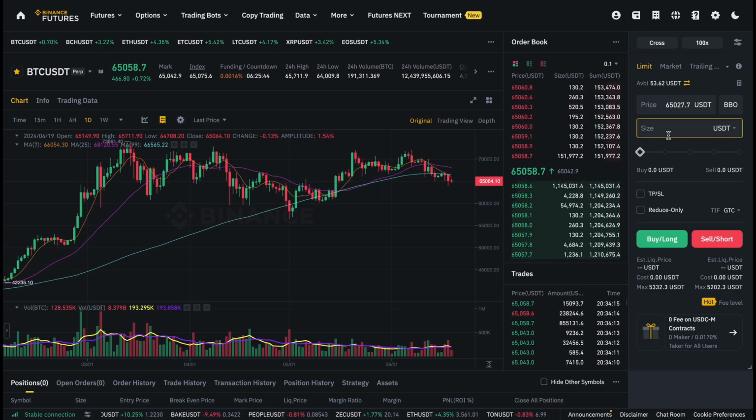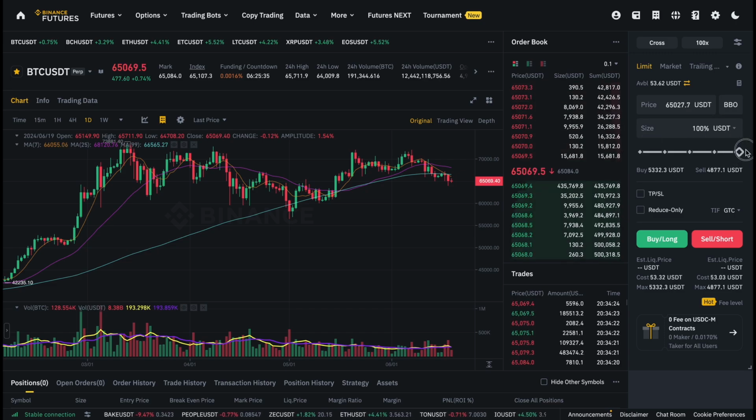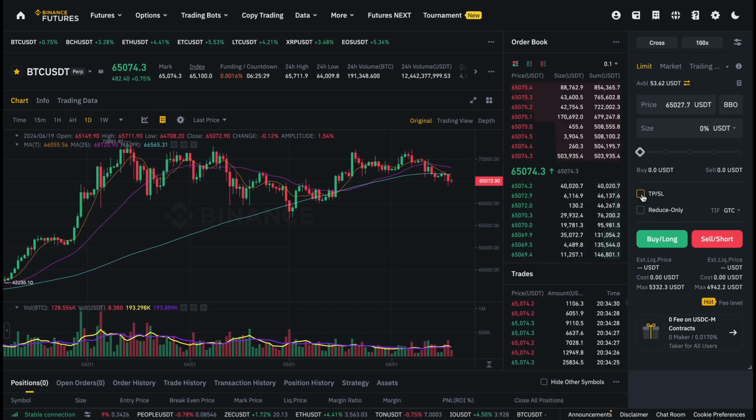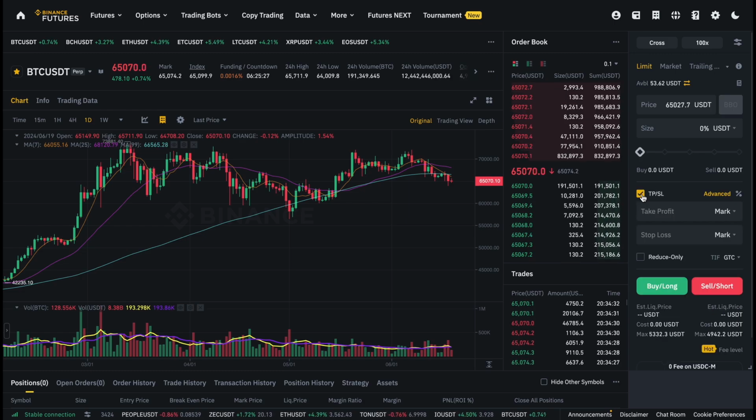Now here you put in your size, for instance, how much you want to buy, how much you want to open your trade, as you can see here. Now, TPSL is your take profit and stop loss. This is used to cut your losses or to get out of a trade when a certain amount of profit is gained.